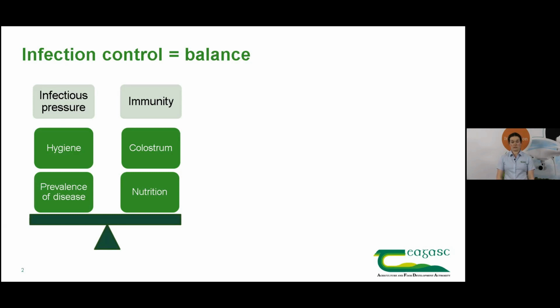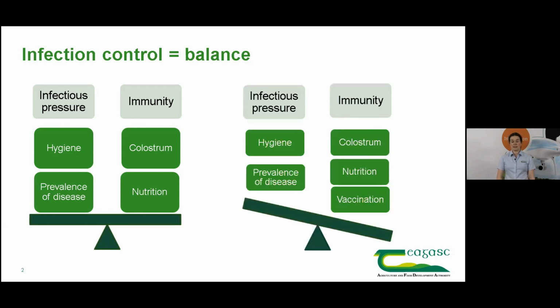So where vaccination fits in this balance is it strengthens or boosts the immunity side of the balance. It can't, however, overcome extremely high infectious pressure. So even though you're vaccinating for a bacteria or virus, if there's a lot of it in the farm environment, a high prevalence of disease or poor hygiene measures in place, the vaccine alone won't be able to overcome the disease and won't be able to stop the incidence of clinical cases.